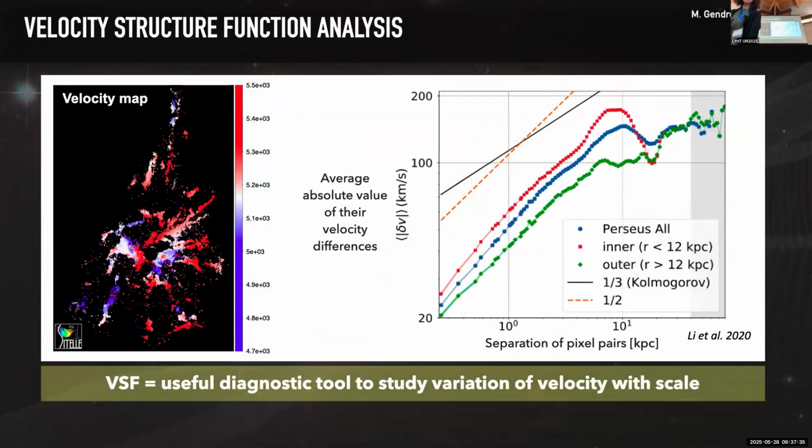So one last thing that we did as well, this is work by my collaborator, Yuan Li. She studied velocity structure functions based on our velocity map. So velocity structure functions are correlations between the separation of pixel pairs and the average absolute value of their velocity differences. So we get these kind of slopes here.